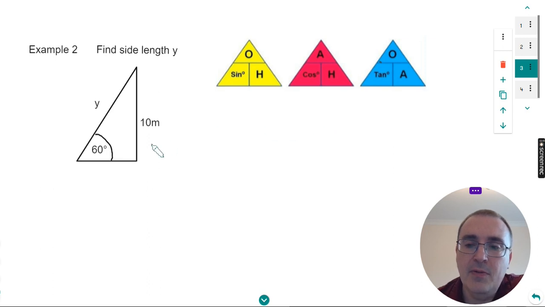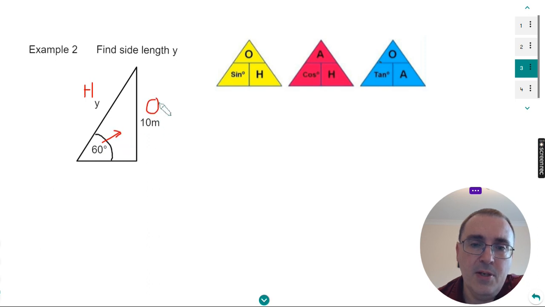Again, we have a right angle triangle, and we are given a side length of 10 and an inside angle of 60. Again, if we label up the triangle, the longest side of the triangle will be the hypotenuse. The side which is opposite the angle given is the opposite side, O for short. And the third side is the adjacent side, A for short.